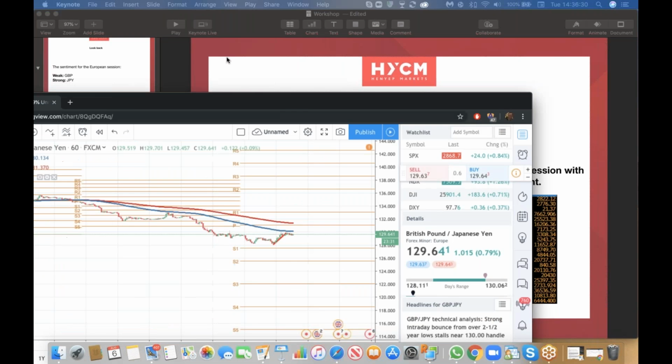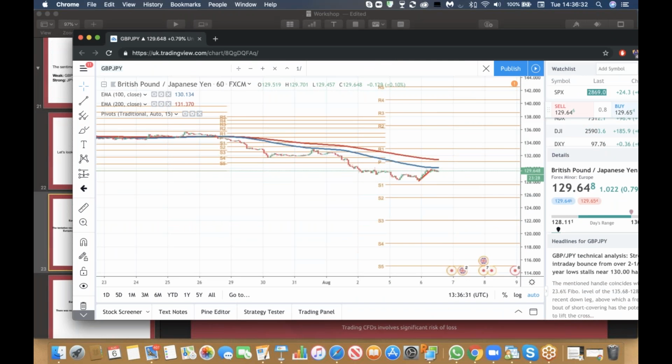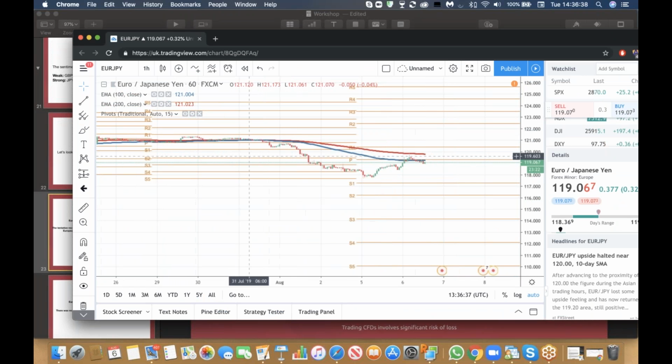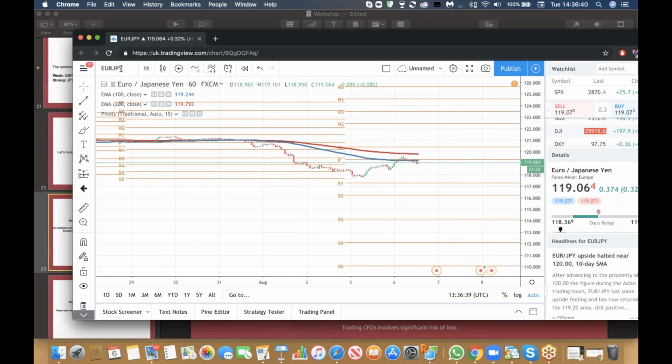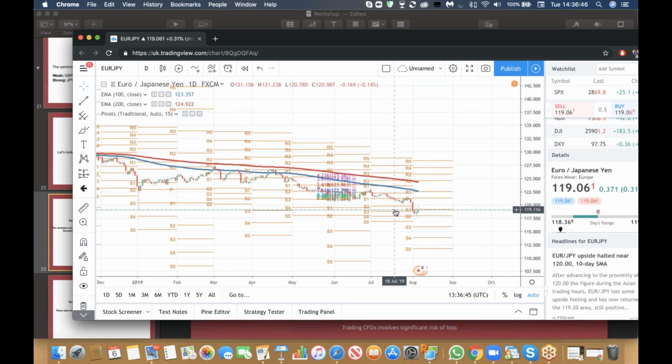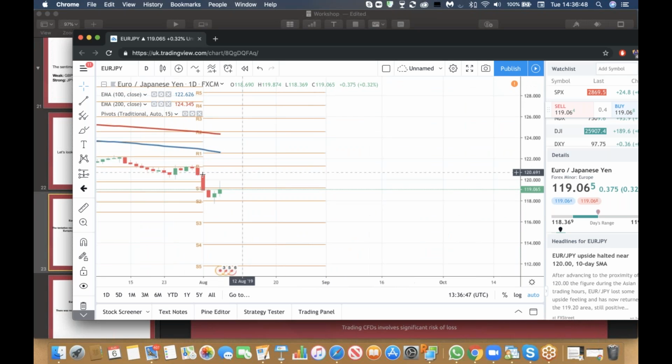Another alternative to the pound yen might be the euro yen, because we know the euro is really negative at the moment because of concerns about the ECB cutting rates in September. So you can see there's a lot of negative movements on the euro yen pair. But moving up to that S1 level, you can see that there would be a potential place to short, and even up here, the 121 level.